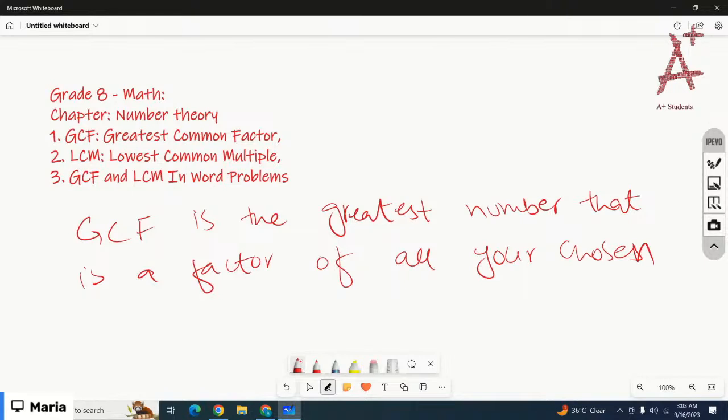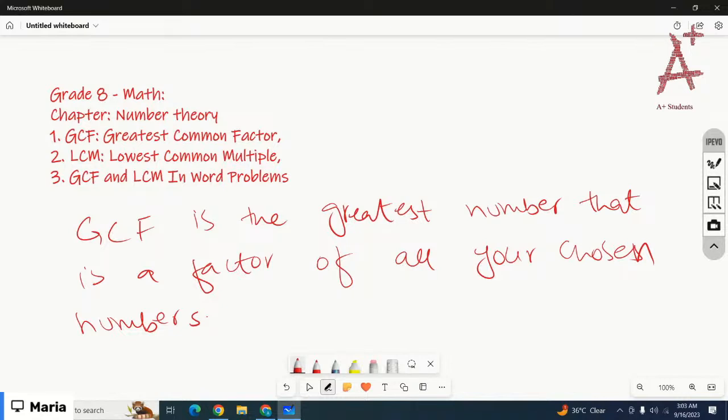So basically what you have to do, you have to find all the factors of the given numbers. Then you have to find their common factors. Common means same factors. You have to find the greatest number. Out of all the common numbers, the greatest number is the greatest common factor. Now the important thing here is, what is a factor? So let's note down the definition of the factor.